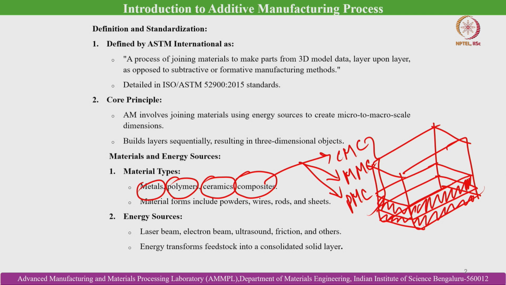Okay. So, we will learn that these powders can be processed by laser, and also wires can be processed by laser, and also by arc. So, there are different energy sources, and also different materials and material forms, like powder, wire or rods and even sheets, which can be joined sequentially, or cured in a layer by layer fashion to get the 3D part made.